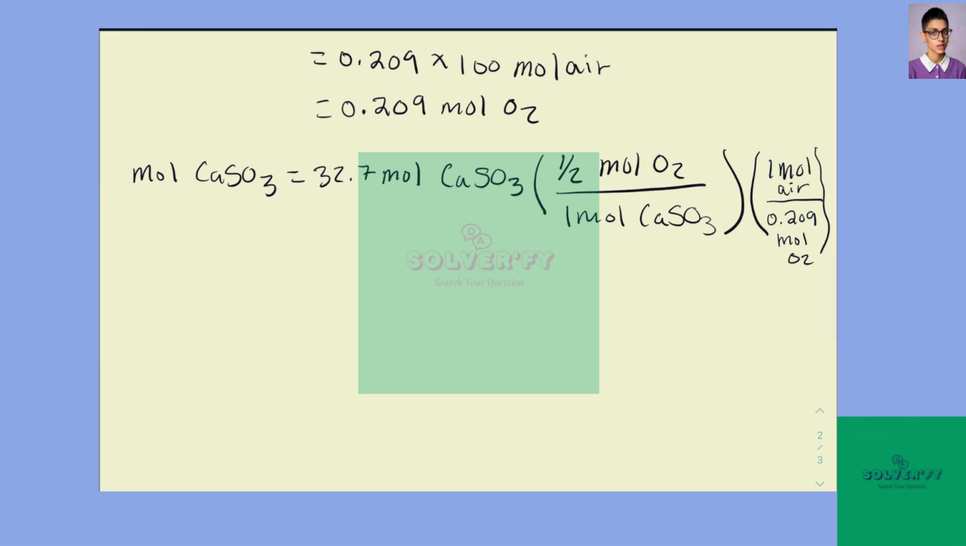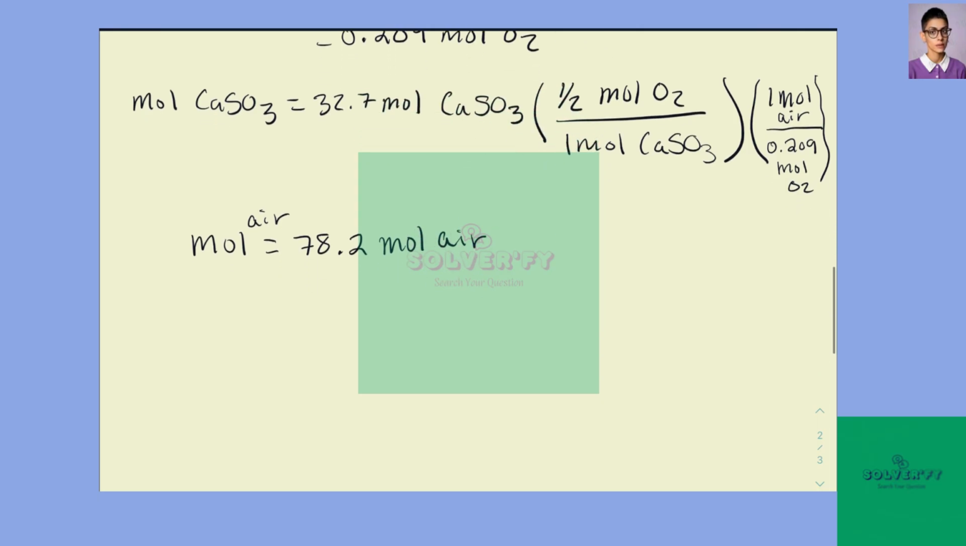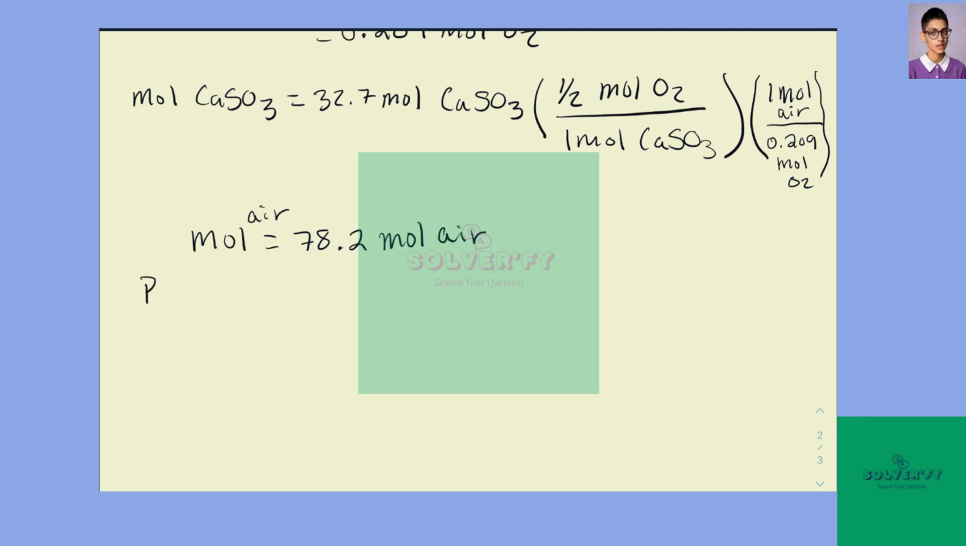So when we calculate this out, our moles of air is going to equal 78.2 moles of air. Then to get the volume, we're just going to use PV is equal to nRT. So we're solving for volume, so nRT divided by the pressure. They tell us that the pressure is equal to 1 atmosphere, and we're going to be using a temperature equal to 298 Kelvin.